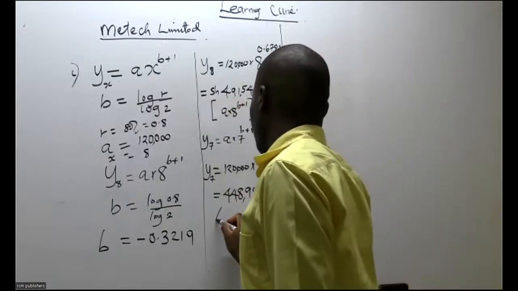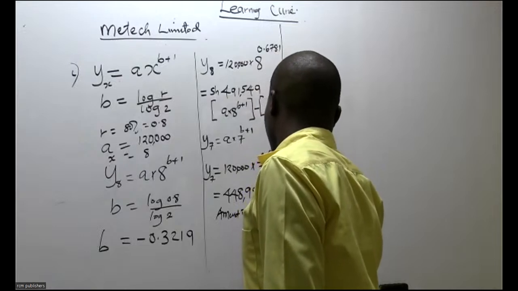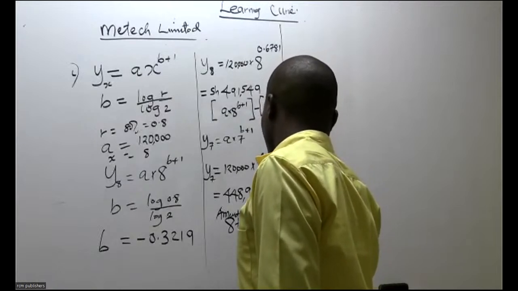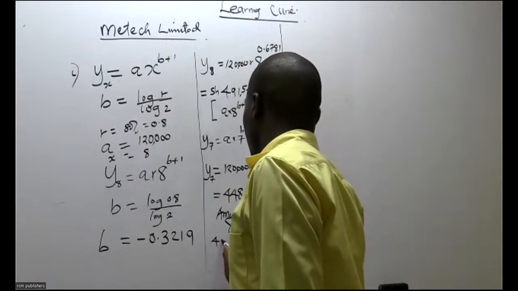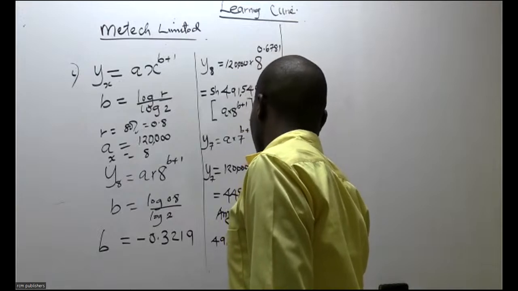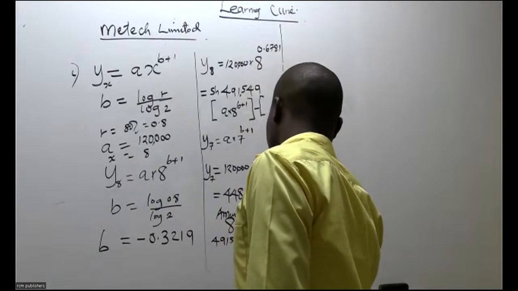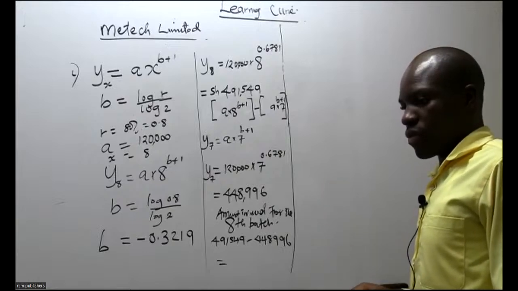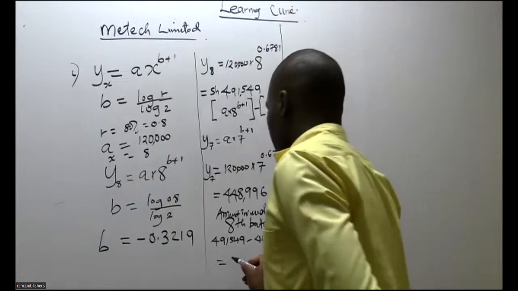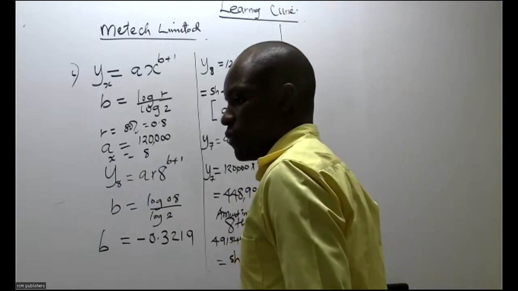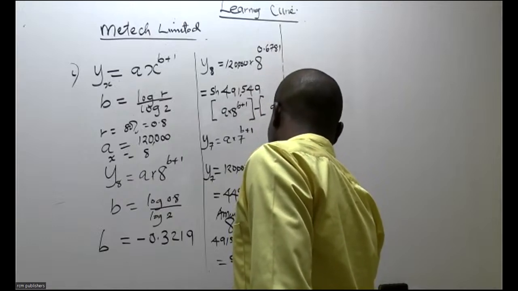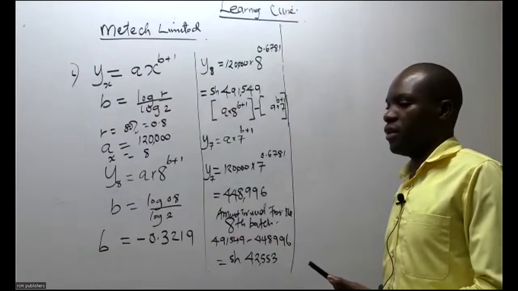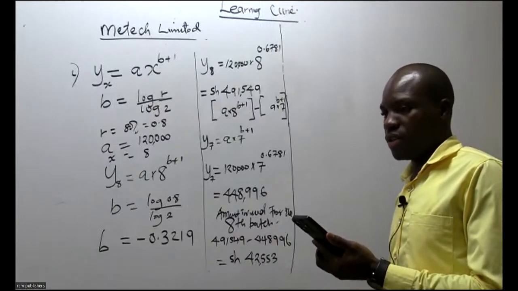So it means the amount incurred for the 8th batch is basically 491,549 less 448,996. So what will we have for the 8th batch? How much will you incur to produce the 8th batch? Shillings 42,553. Good. So is it now making sense? Is it now becoming easier to tackle?